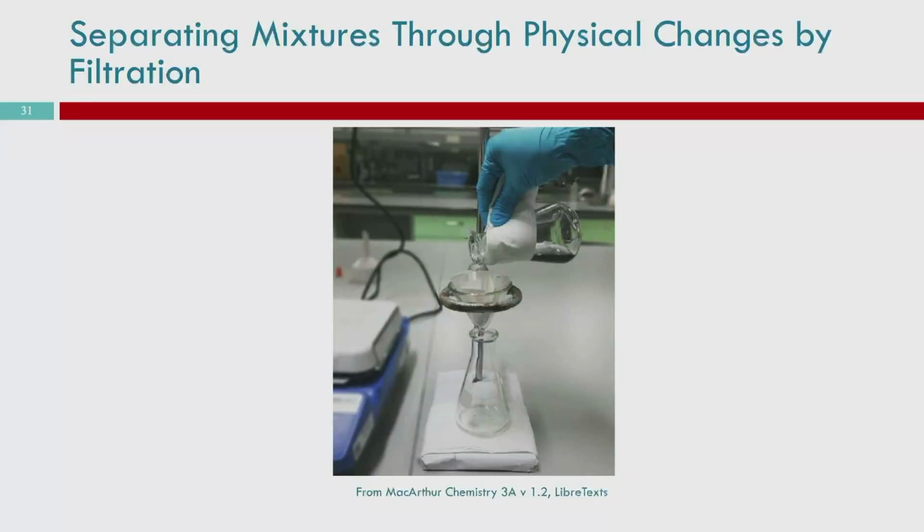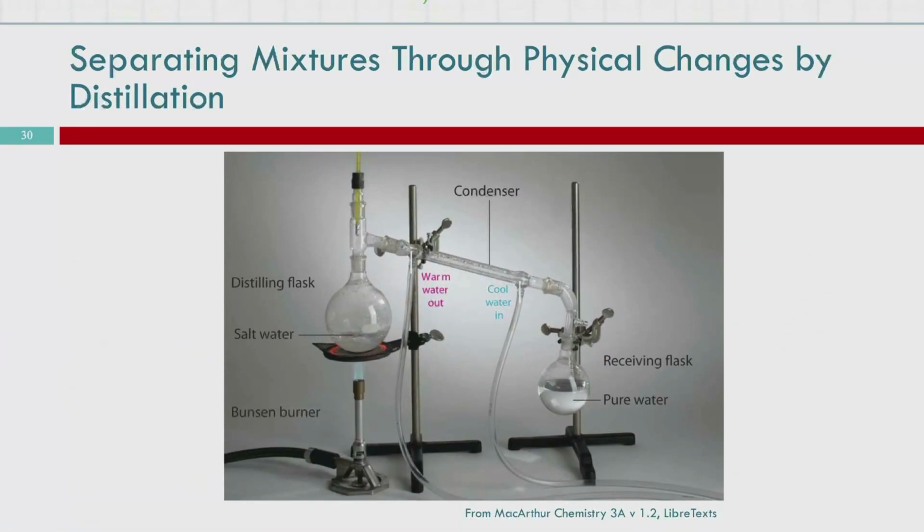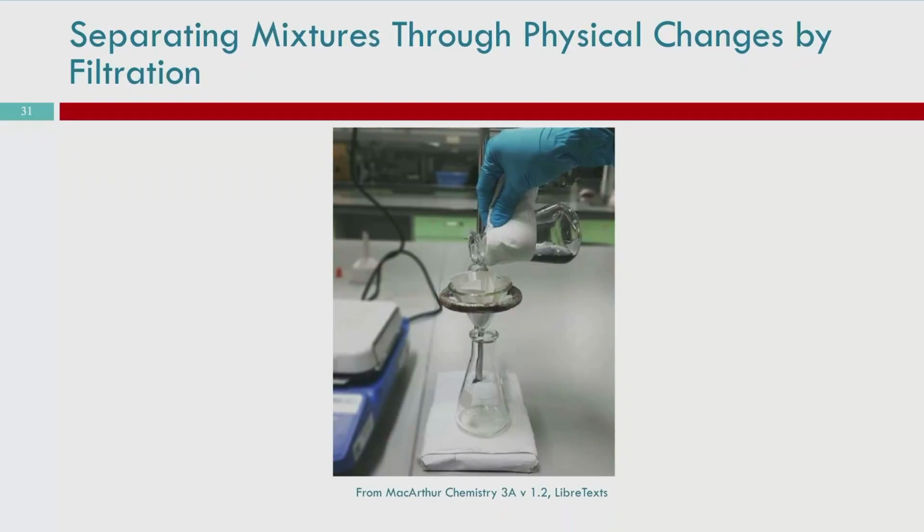Picking up where we left off in chapter 2 last time, we looked very briefly at this distillation setup that you might use to distill essential oils. Another way that you can do a separation through a physical change is with filter paper.